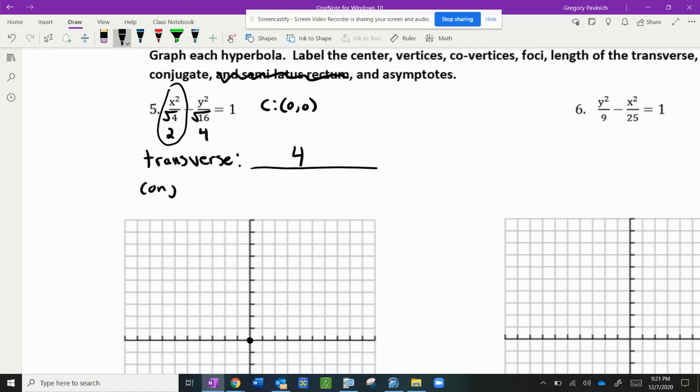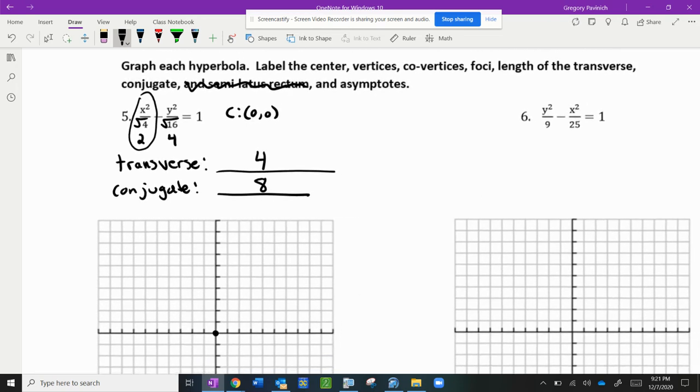And the conjugate is the other direction, which is going to be 4 and 4, which would be an 8. I might as well get my foci length. It's found by summing the two denominators together, which I get the square root of 20, which is somewhere between the square root of 16 and the square root of 25, which is about halfway, so approximately 4.5.